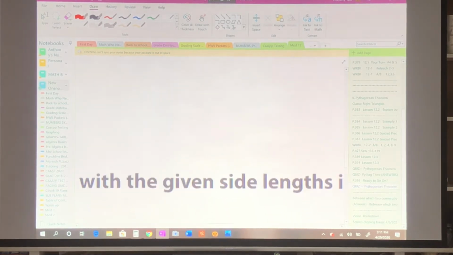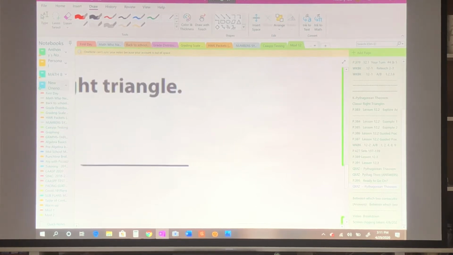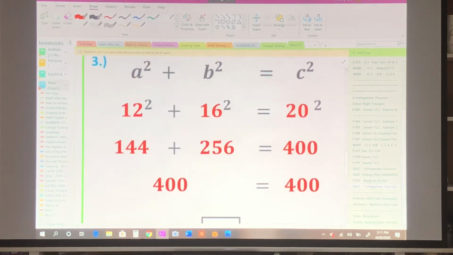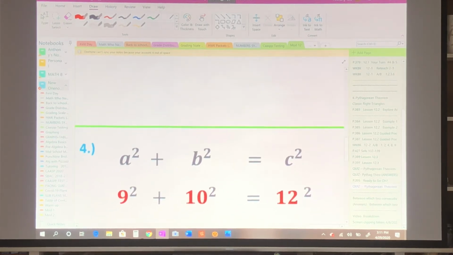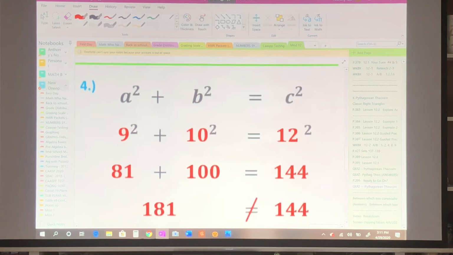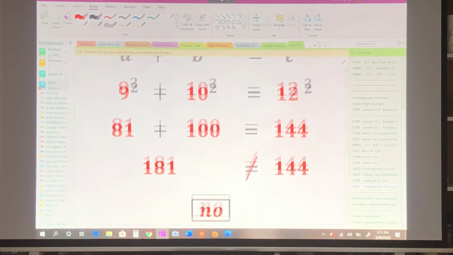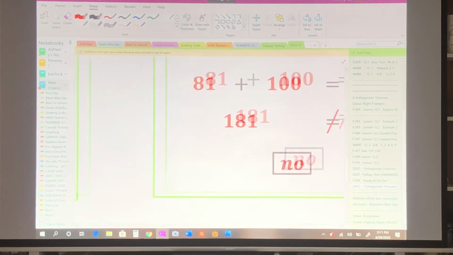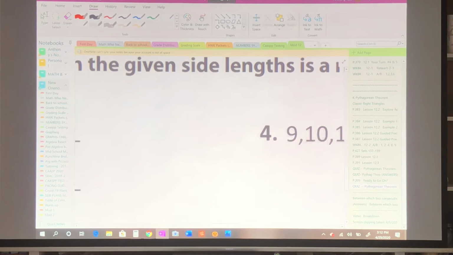For number 4, they gave us 9, 10, and 12. Plug them in, square everything. 9 squared is 81, 10 squared is 100, 12 squared is 144. Add them up. Not a true statement. 181 does not equal 144. Not a right triangle.